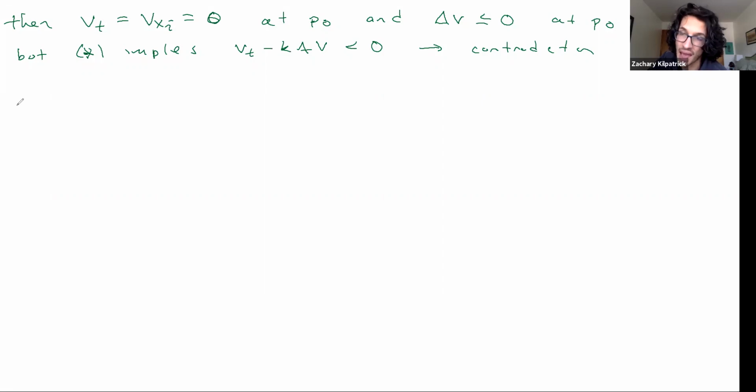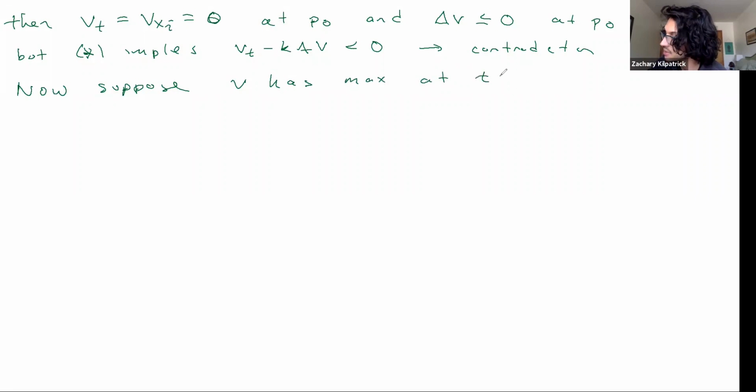You cannot get a maximum in v that's local at a value of t that is less than capital T, okay? So the only other place for this local maximum to hide is at t equals capital T. So let's now see why we can't have a local maximum there. Suppose that v has a max at t equals capital T, and we'll call that point P1 equals x1 at t equals capital T, okay?